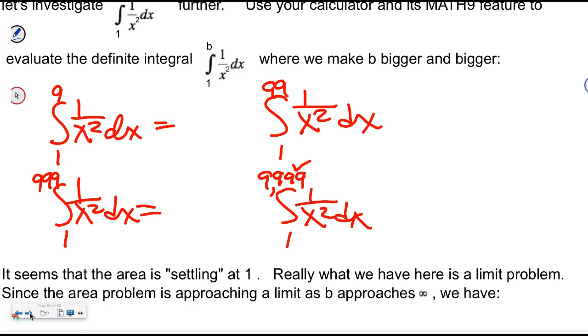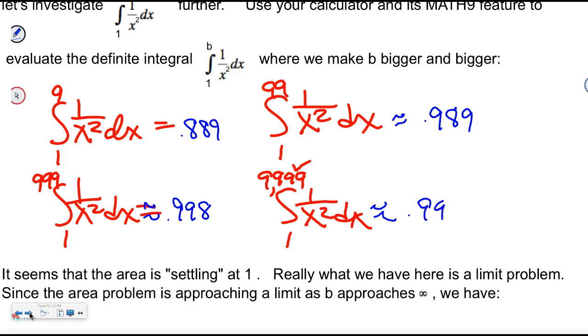Just from 1 to 9, how much area accumulated, Melis? 0.889. All right, that doesn't lead me to any conclusions, right? The next one, Bethy, what did this one give? 0.989. All right, next one, 0.998. We'll leave it. And then what was yours? Did your calculator handle it? Because last hour, a couple of them couldn't deal with this big upper bound. What was yours? 0.9998. All right.